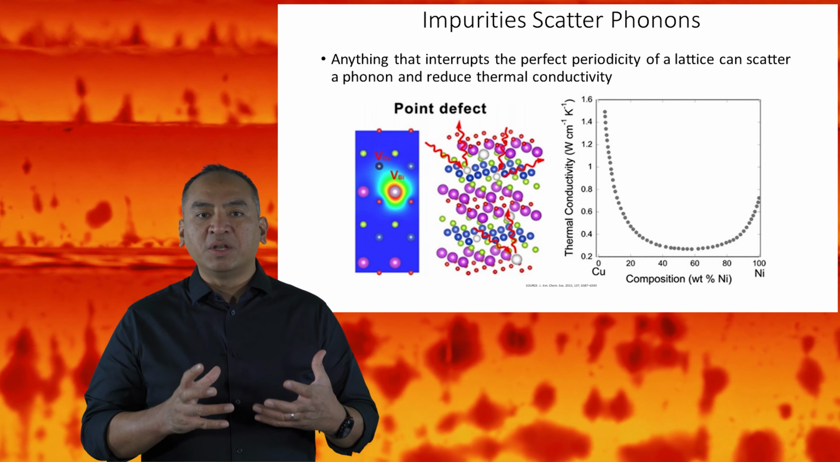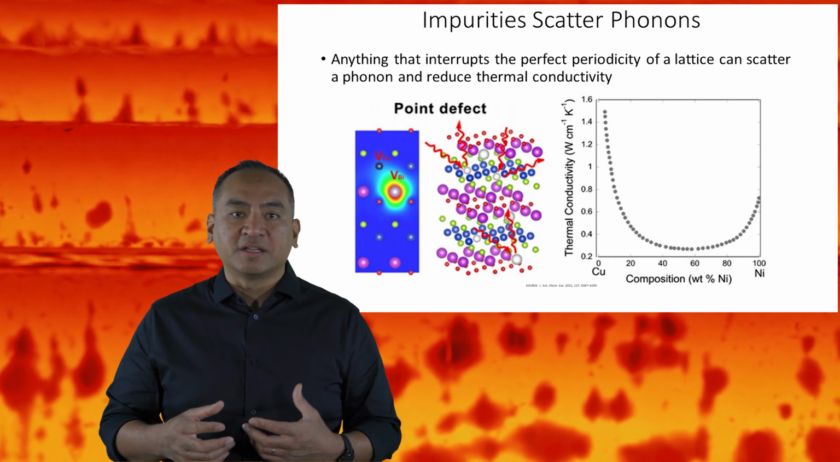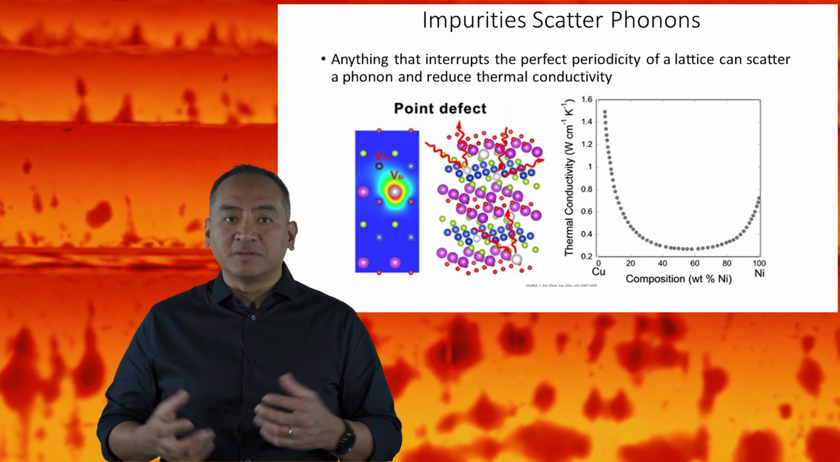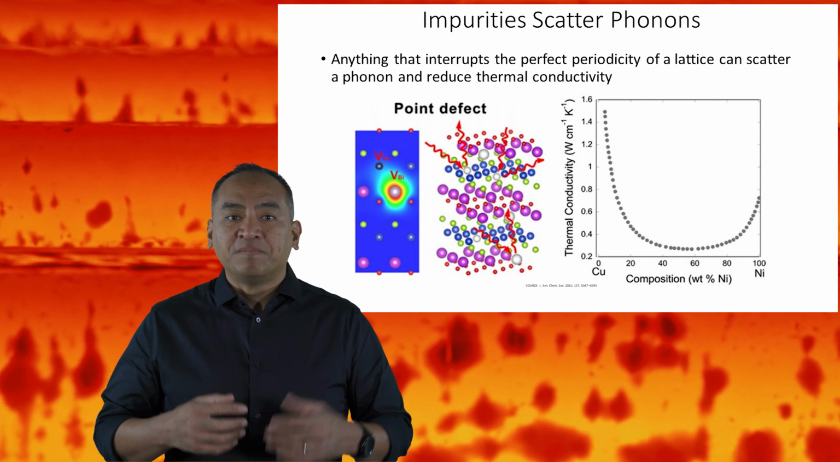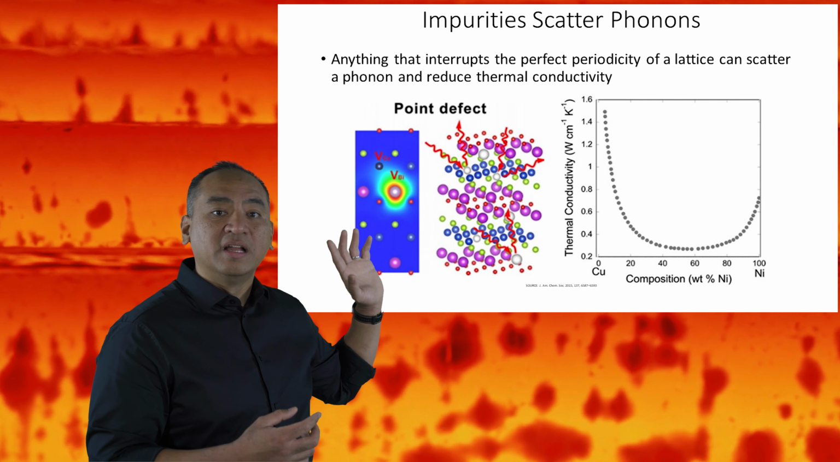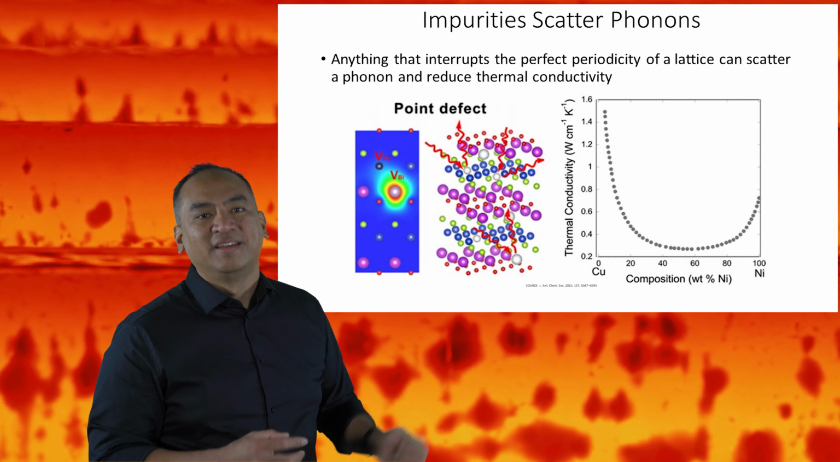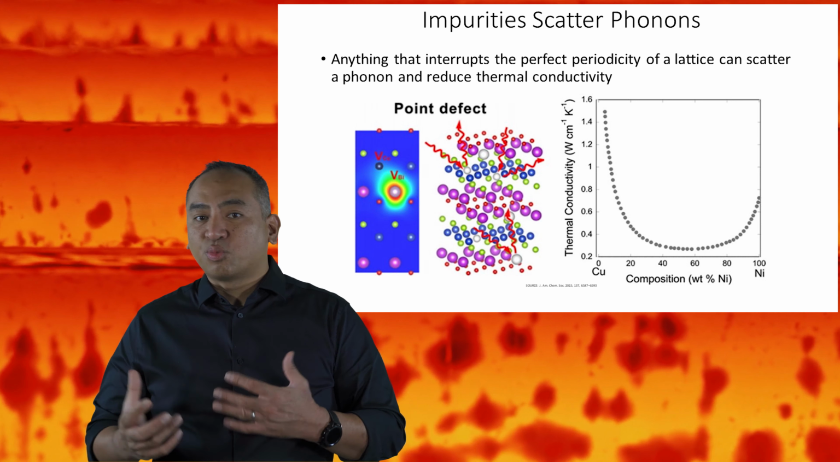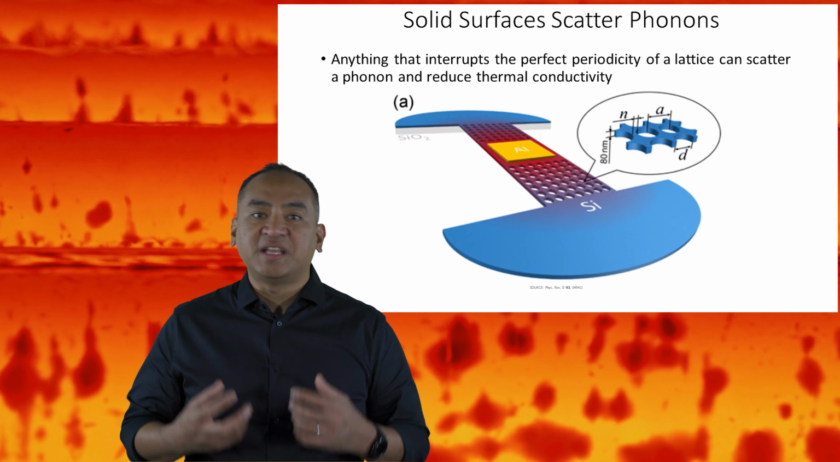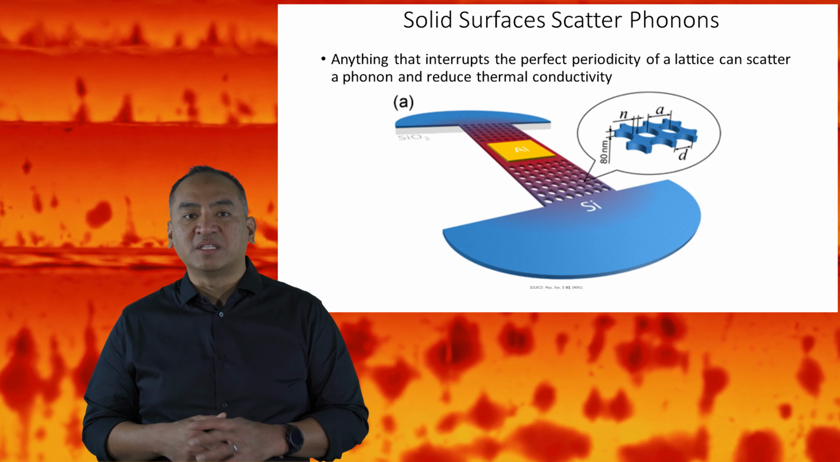In case you are wondering why the thermal conductivities of copper and nickel shown here appear lower than the values on a previous slide in this lecture, note that the units of thermal conductivity shown here are in watts per centimeter Kelvin. 2- and 3-dimensional defects can also scatter phonons and reduce the thermal conductivity of materials.